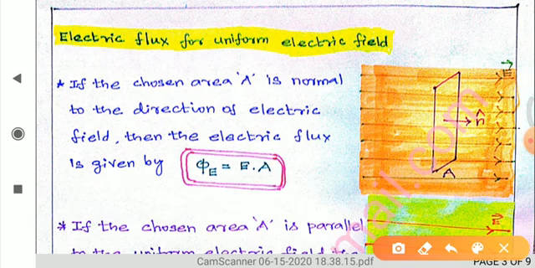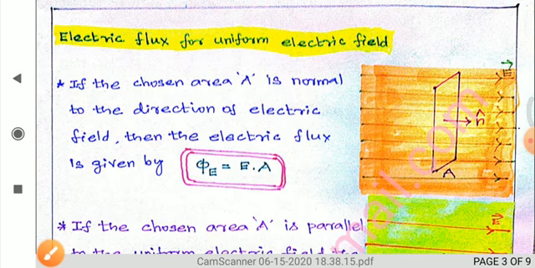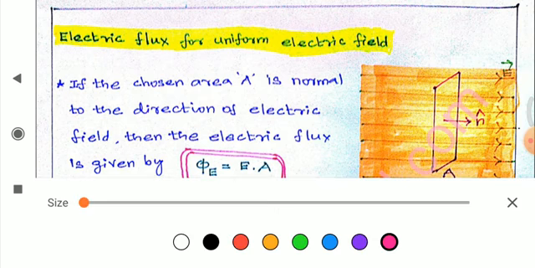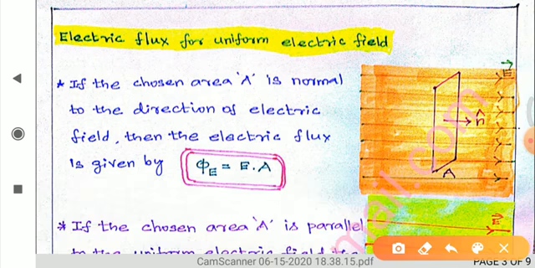Here we can see that the electric field is given like that. Now we are considering a surface that has an area of cross section A. This is the direction of the normal, the perpendicular line drawn to the surface. Now what will be the flux? What is the magnitude of flux?